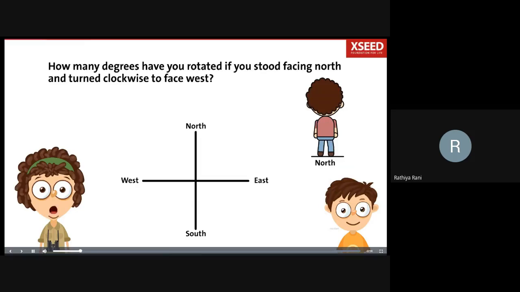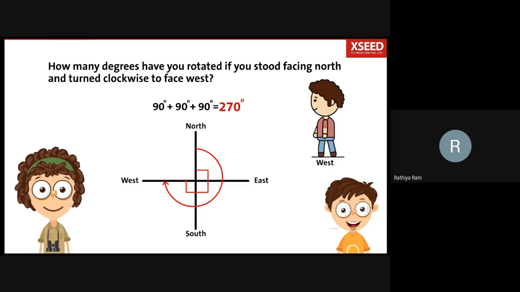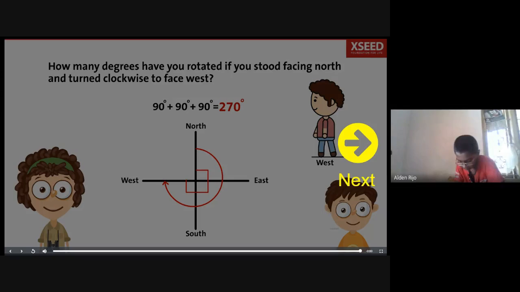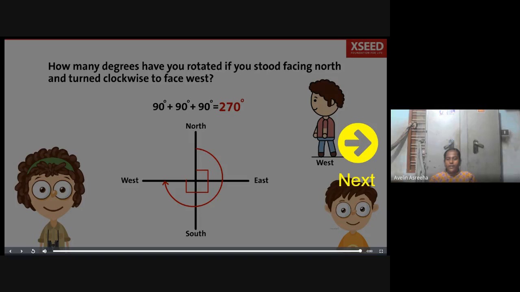Sid, what is your answer? I have written 270 degrees. Super, very good. You turned 3 right angles clockwise to face west. That is equal to 270 degrees. Great job. Okay, good.